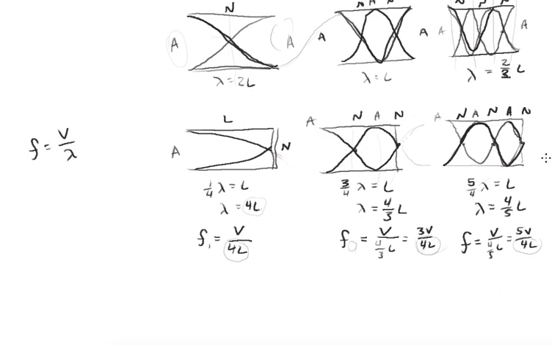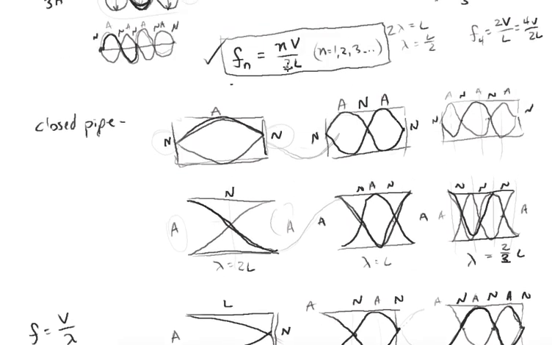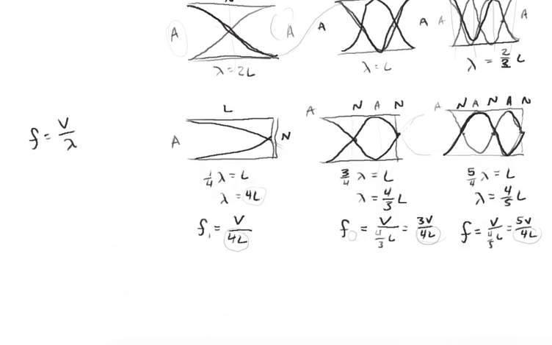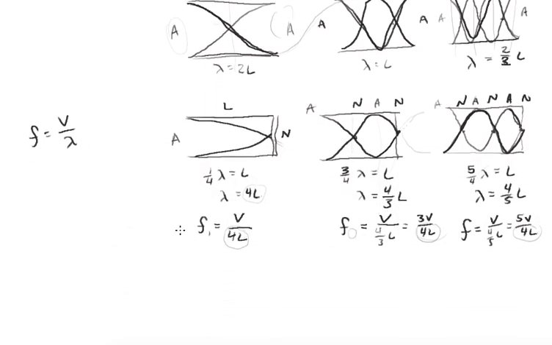It's 1v over 4L, 3v over 4L, 5v over 4L. So the denominator is different. Up here we had 2L in the denominator. And we had that in v, we had 1v, 2v, 3v, 4v, 5v over 2L. But now we're going 1, 3, 5 over 4L. So this pattern is following f_n equals nv over 4L this time. And n isn't 1, 2, 3, 4, 5. It's 1, 3, 5, 7. It's all the odds.